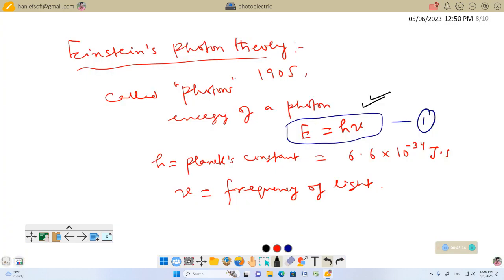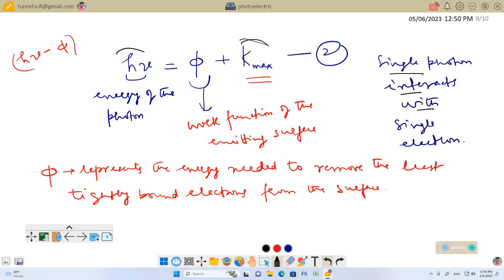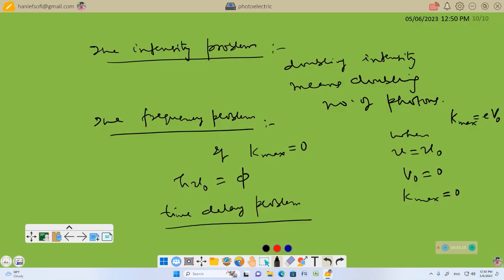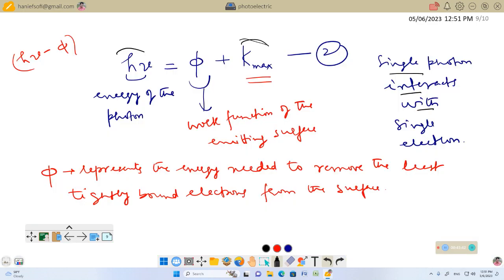But in this photon theory, the photon hits the electron. If its energy is sufficient, then the photoelectric effect will take place, right? If not, it is not going to take place. Energy is now in bundles, it is not distributed, right? So the time delay problem is also resolved. So you can see how Einstein's theory explains the experimental findings well.